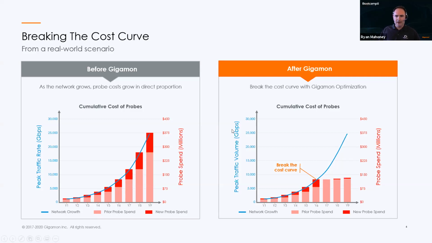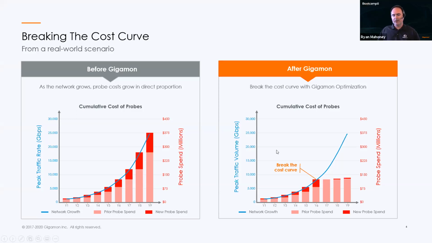And what we're showing here is the before and the after. So if you continue with a strategy where you probe every single packet, then this is how the cost will look. We like to propose, instead of letting that cost curve continue to go out of control, let's break it.